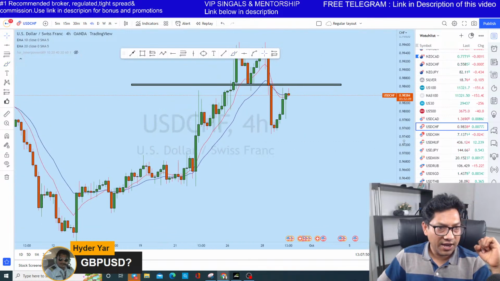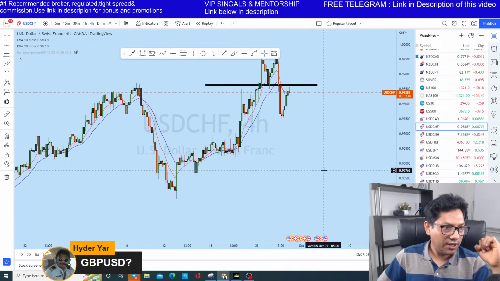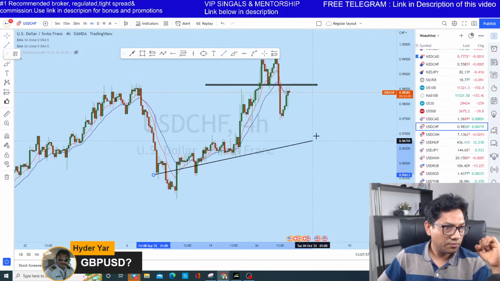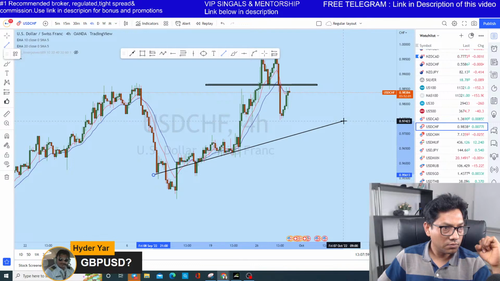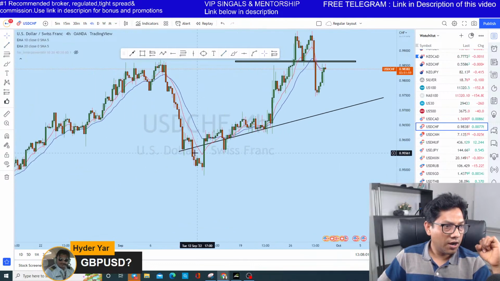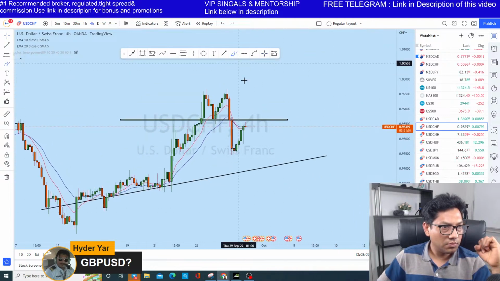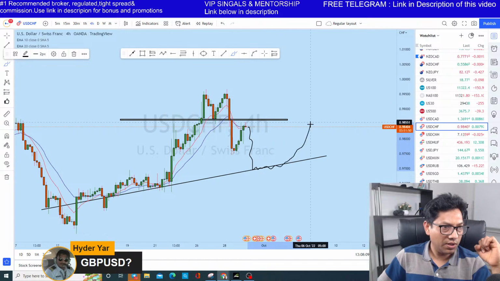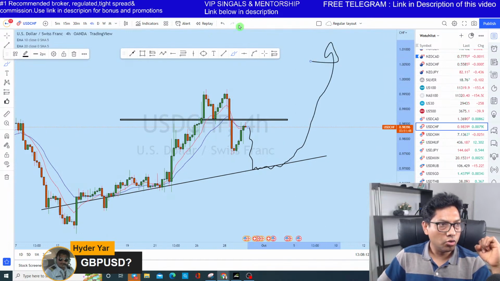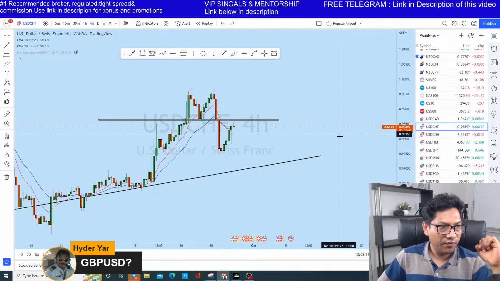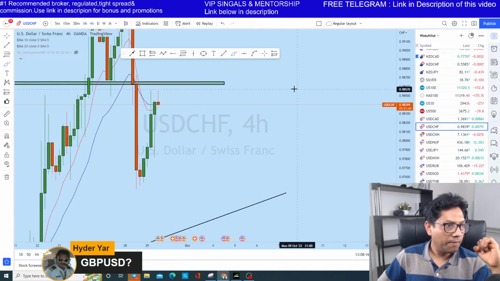Now the thing is that what I think will come, guys and girls, is here. It's going to come to this trend line on the monthly close, and from here we could see something like this again. So with that in mind, USD CHF for me is in a very important, crucial zone.